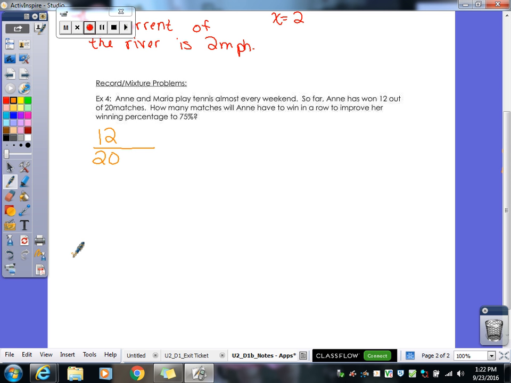We're trying to figure out how many she needs to win in a row to improve her percentage. So we're going to add x to the 12, because we got to figure out how many winning games does she need. But we also need to add the x to the 20, because she's still playing more games. It's not going to still be out of 20. That number goes up also. So her number of winning games goes up, and her number of games total goes up. We're going to set it equal to 75%, but I don't want to use 75%. What's 75% as a fraction? 3/4. That's what I want to use.